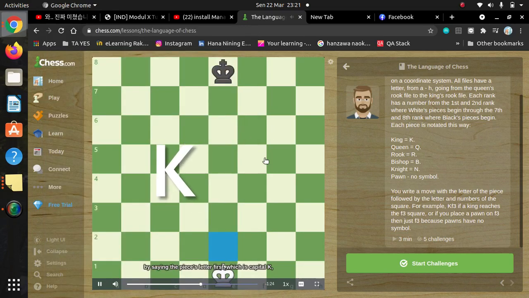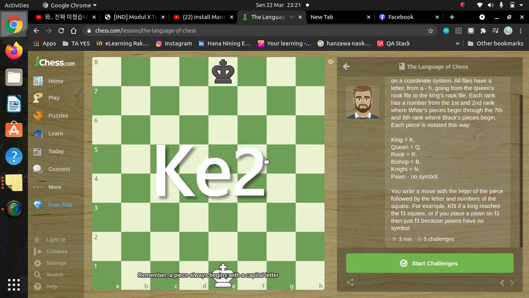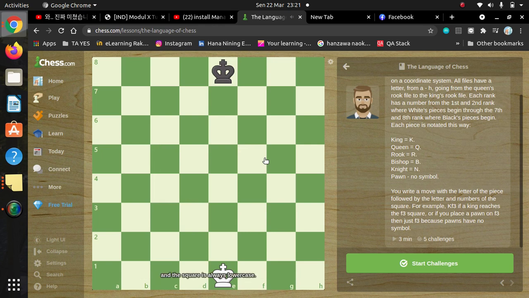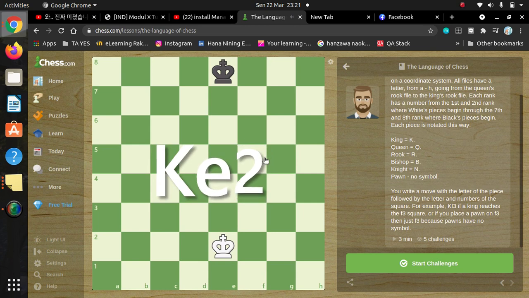Which is capital K, then the square it moves to, E2. Remember, a piece always begins with a capital letter, and the square is always lowercase. So after the move, King E2, putting it all together, we say K, E2.